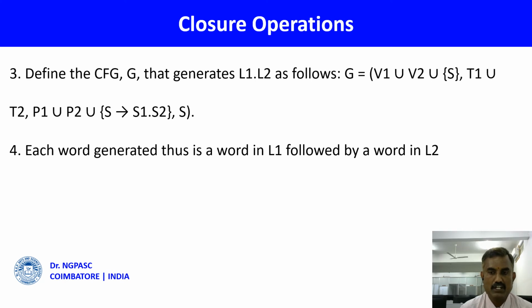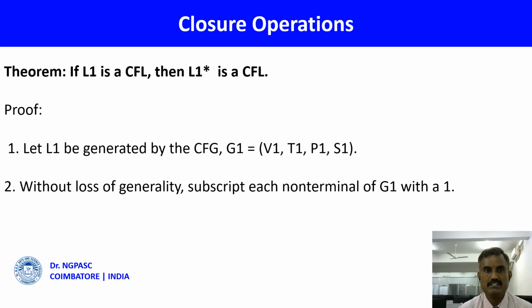Suppose we need L2 dot L1; we only change this one production rule. S tends to S2 dot S1 is an example for the product L2 and L1, that means L2 dot L1. Using this procedure, we get L equal to L1 dot L2, so each word is generated by the product of L1 and L2. Next one is under star.